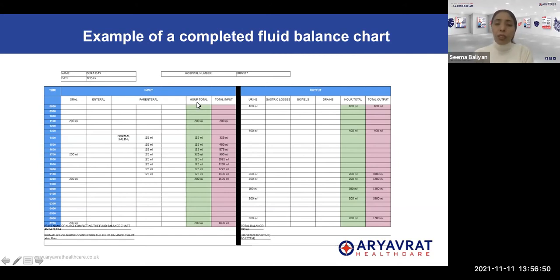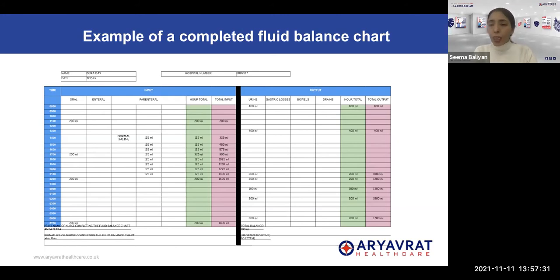Then we come to the hourly total. So when you are going to do the hourly total, I can see that at 1700, I'm going to add 200 plus 125. So it becomes 325. And in the pink column, you can see that I have added the 200 and 125, which becomes 325. 325 and 125 becomes 450, 450 plus 125 becomes 575 and so forth. So in the end, I will have my total input, which is 1800 ml, which is over here. I hope that you have understood how to complete the input side.